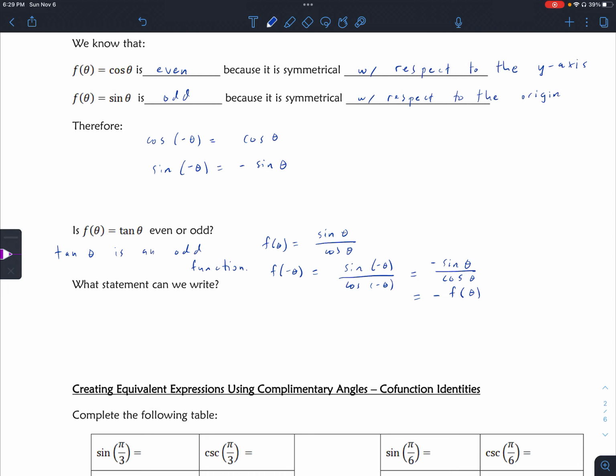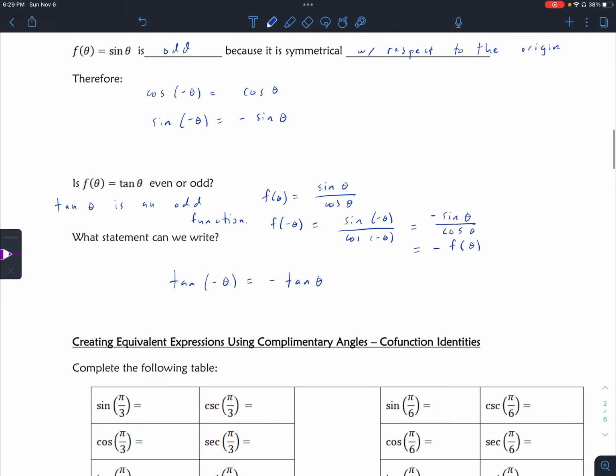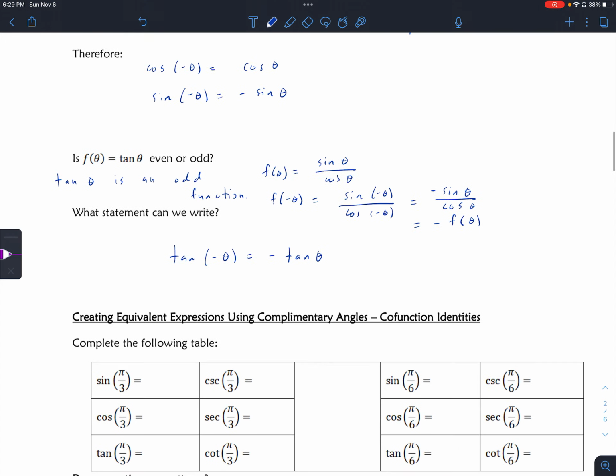Okay. So what statement can we write? We can write that tangent of negative theta is equal to negative tangent of theta, because tangent theta is an odd function. It has odd symmetry or point symmetry.